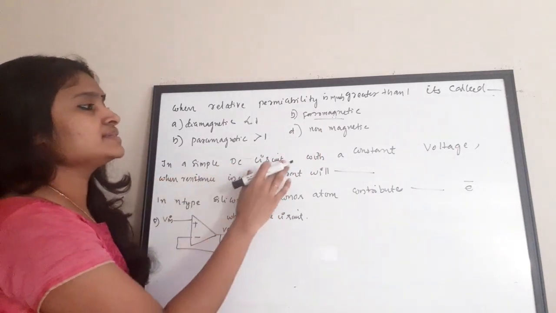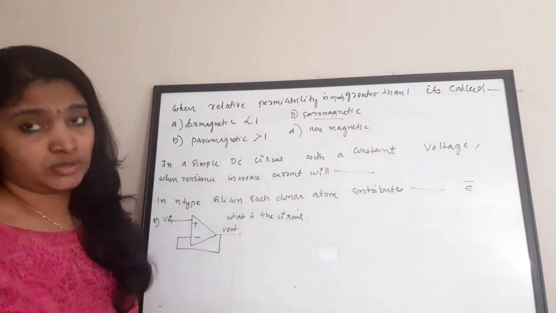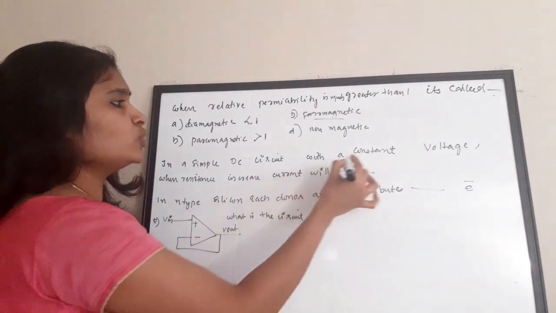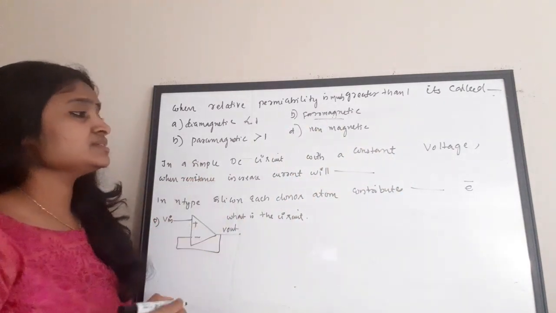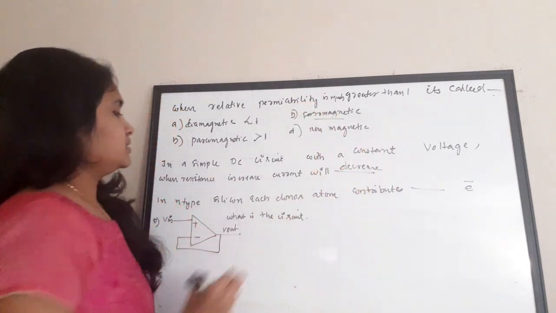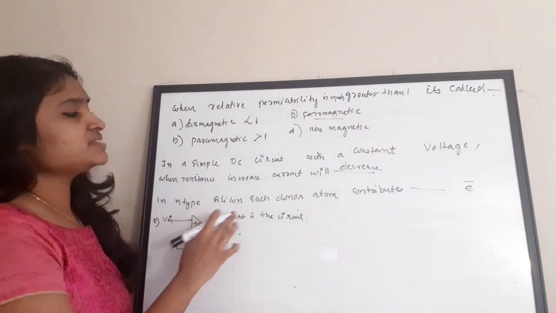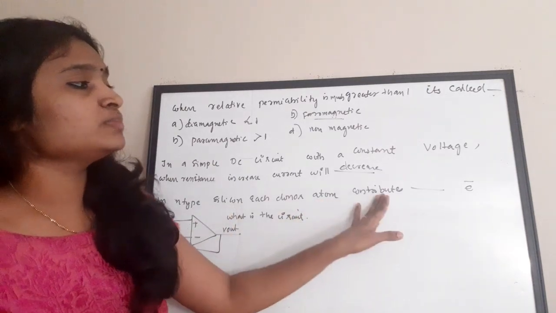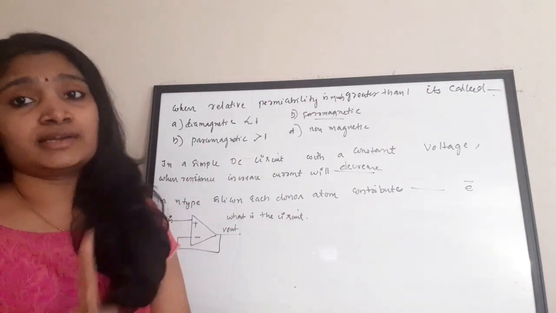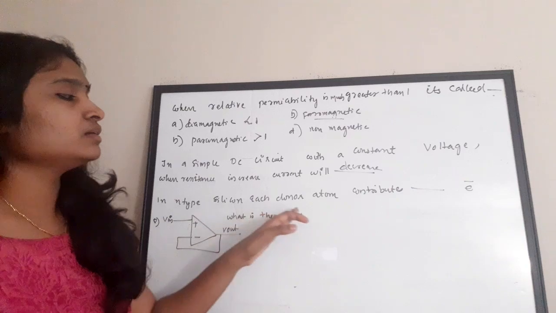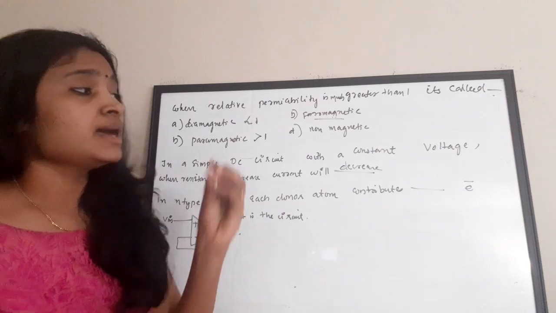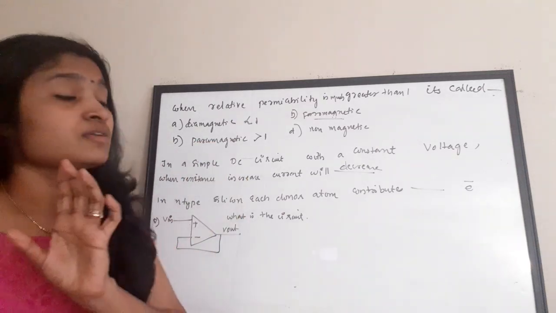In a simple DC circuit with a constant voltage, when resistance increases, current will decrease. So when voltage is constant, resistance increases means current will decrease. Okay, decrease is the option. Next question. In an N-type silicon, each donor atom contributes dash electron. Each donor atom will contribute 1 free electron in the case of N-type silicon. So we know that in N-type silicon, we are adding donor impurities, and each donor impurity contributes 1 free electron.